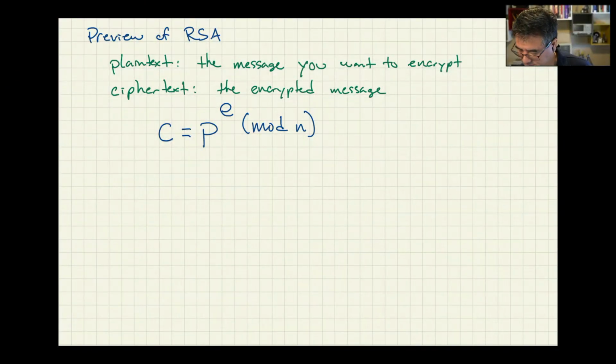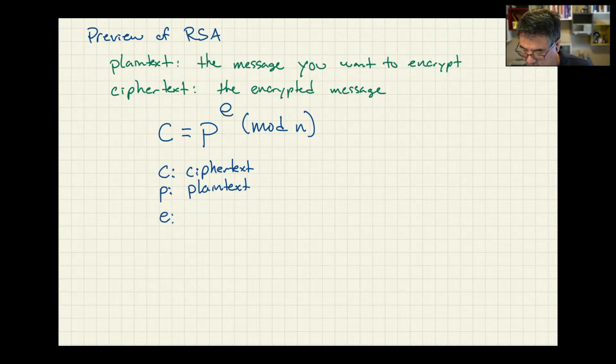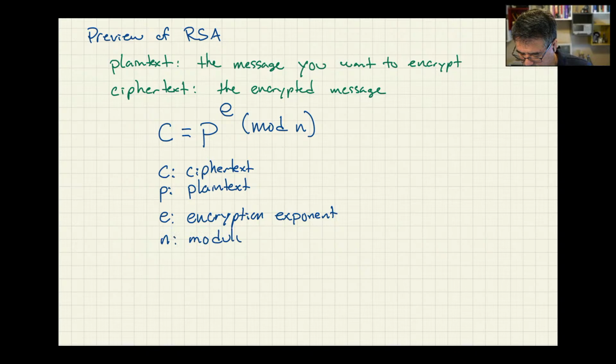So in this formula, C is the ciphertext. P is the plain text. E is the encryption exponent. And N is the modulus.